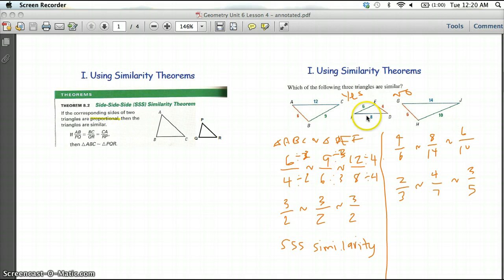Now let's go over here and look at triangles DEF and GHJ. Again, they're color-coded for you. So let's do 4 over 6, compared to 8 over 14, compared to 6 over 10. 4 over 6, we can reduce by 2, which is 2 over 3. We can reduce 8 and 14 by 2, which gives us 4 over 7, and then 6 and 10 by 2, which gives us 3 over 5. If you notice, their proportions are not equal. Therefore, these triangles cannot be similar. Okay?